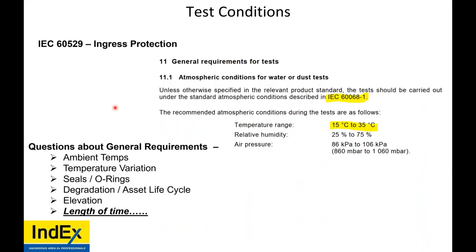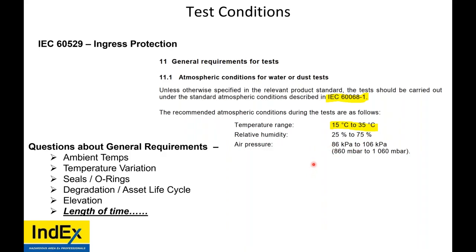So when we talk about ingress protection, there are test conditions that must be met. Now, atmospheric conditions of the water is defined by another standard which is older, IEC 60068-1. It recommends that the atmospheric condition is 15 to 25 Celsius. Also, the water temperature could be that. Also, the relative humidity in the room, as well as air pressure.